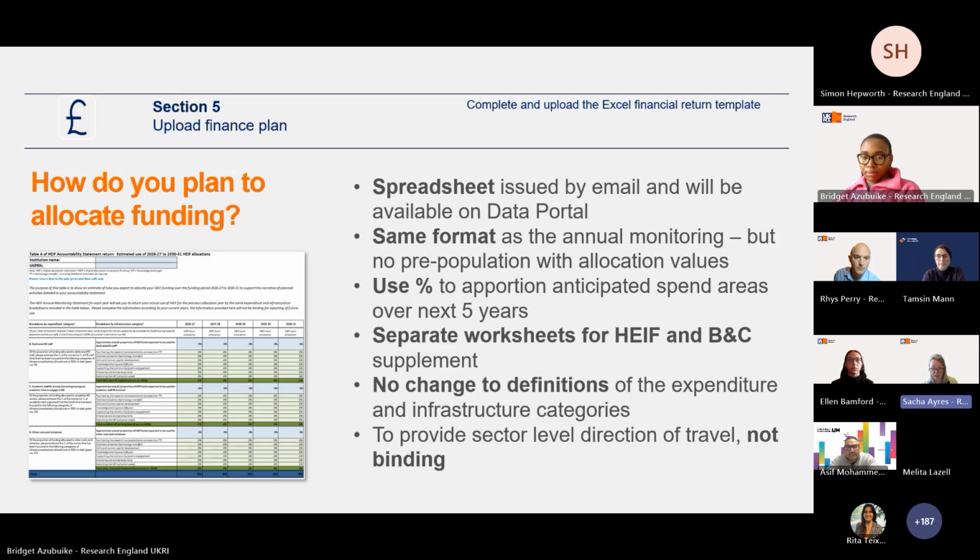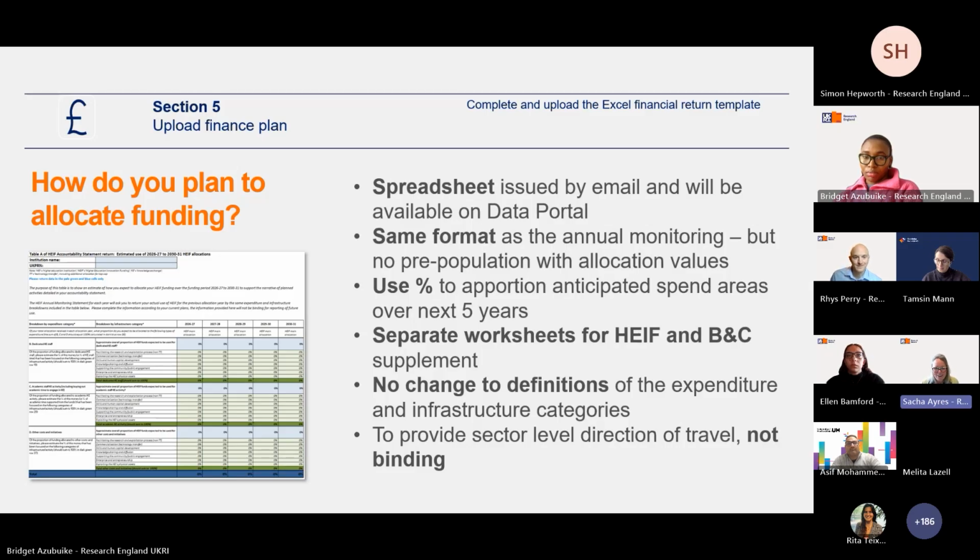So we're looking for you to provide an indicative percentage breakdown of your planned expenditure for each year. Also, it's not populated in any way, so please remember to write your name at the top. There have been no changes to the definitions of categories that are set out, and one of the worksheets in the document provides information about these categorisations and the activities we expect each encompasses. So this is to provide sector level direction of travel. While we expect you to broadly follow your plan, if things change and you have to pivot and use a bit of HEIF in a different way, just make sure you accurately report it in your annual monitoring. This is not binding.